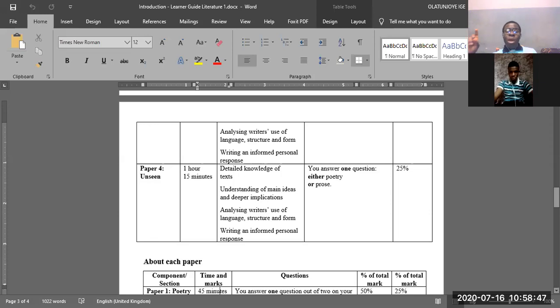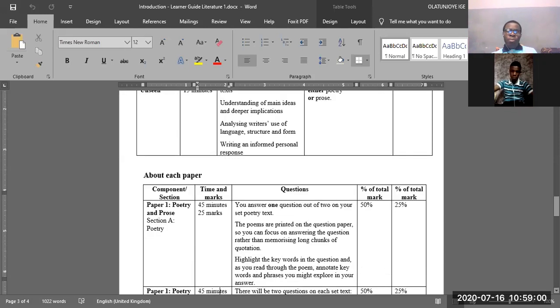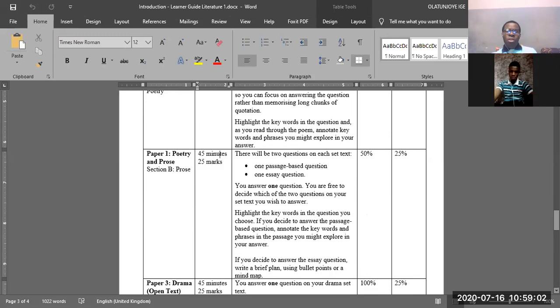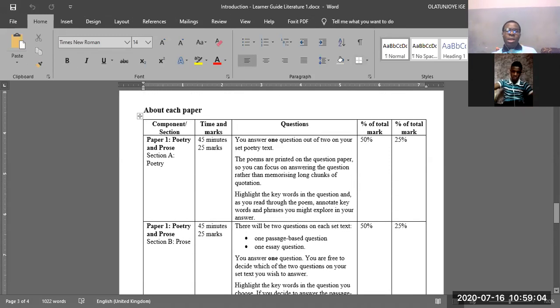One will be a poem. The other one will be a prose, an extract from a prose, not the whole book. They will bring an extract. They will ask questions from them. So you just have to pick either a prose or the poem. So this is also a detail about the paper.